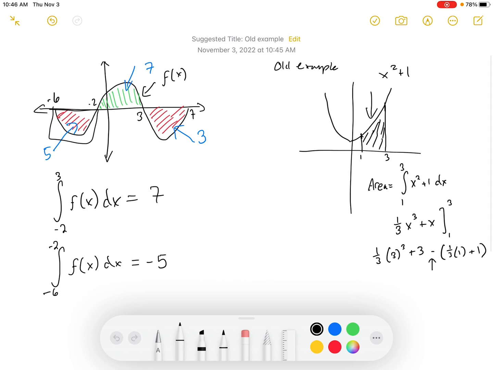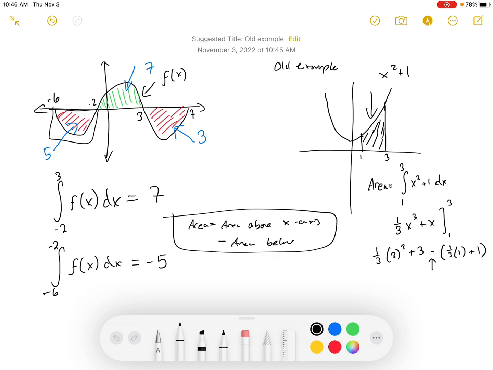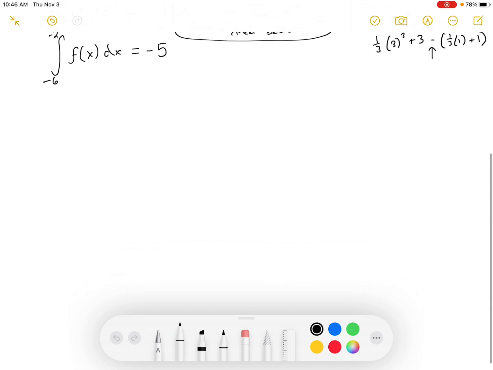So again, we're concerned about area above the x-axis minus area below the x-axis, right? So our rule is going to be: area equals area above the x-axis minus area below. That's sort of the big thing that we take away from here. Okay, so let's talk about these 5 rules.